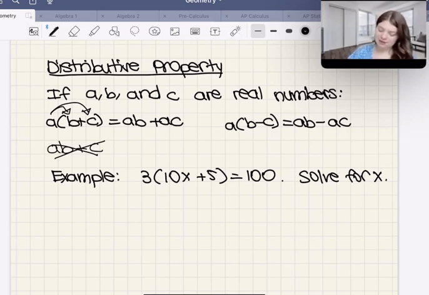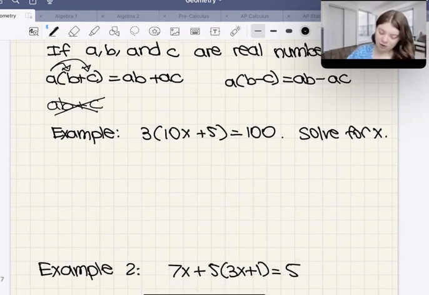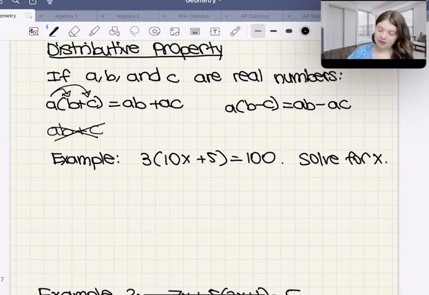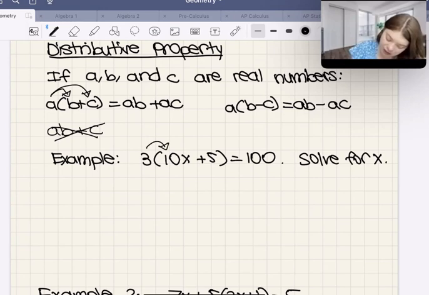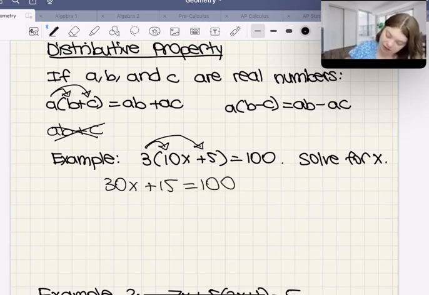So I'm going to give an example of solving using the distributive property. So here in this case, they're asking us to solve this. So we're going to first use the distributive property to help us solve. I'm going to distribute the 3 into the 10x and the 3 into the 5. So we're going to end up with 3 times 10x, which is 30x, and then 3 times 5 is 15, is equal to 100.